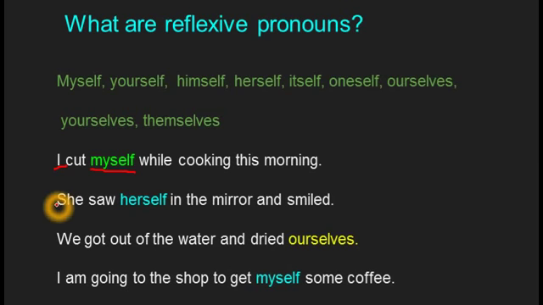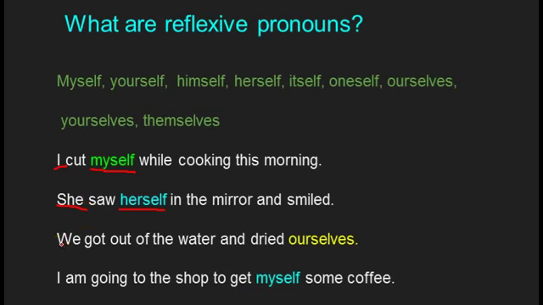In this example, she saw herself in the mirror and smiled. Now, herself is the object of the sentence, the direct object, and she is the subject of the sentence. So, herself is referring back to she. In both sentences, we are using a reflexive noun when the subject and object of the sentence are the same person. Reflexive nouns generally act as the object of a sentence.